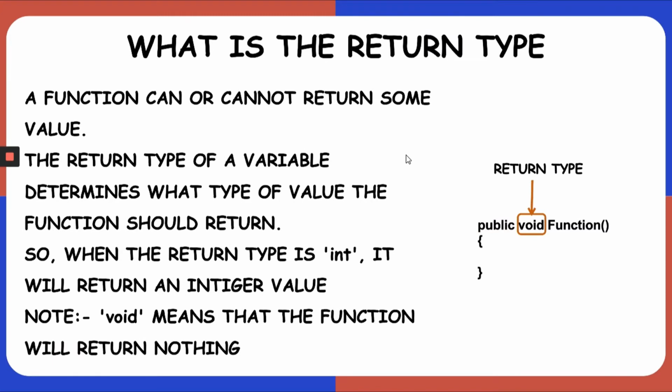Next up is the return type. The return type of a variable determines what type of value the function should return. Now, take into note that a function can or cannot return some value. So when the return type is integer or int for short, it will return an integer value. Now when we write void, it just means that the function will return nothing.